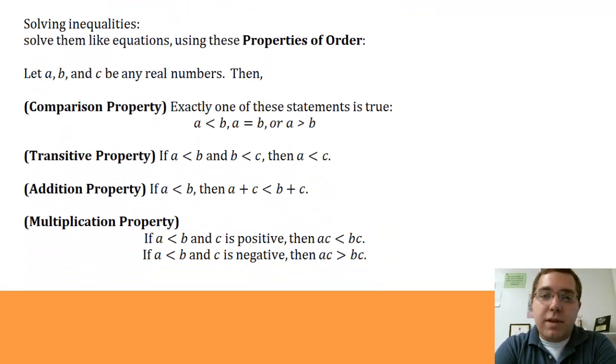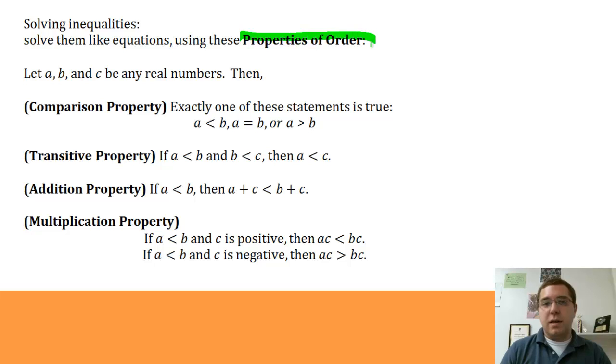Solving inequalities, we really solve them like equations. We have properties to solve equations with, and we have properties to solve inequalities with. We call them properties of order, properties that tell us about the order of numbers, that some numbers are bigger than others, some numbers are smaller than others. So let's let A, B, and C be any real numbers. These are not variables, they're fixed real numbers. So we know certain things about them.